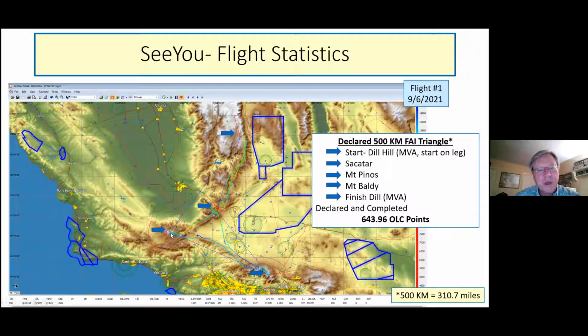The next one is Mount Pinos. Next one down here is Mount Baldy. And then back, of course, to Dill Hill. And that was a declared and completed flight and received 643.96 OLC points. And just for a little jogging of memory, if you're not familiar with kilometers to miles, that's 310.7 miles, the 500-kilometer triangle. This particular one is a little bit longer than just 500 because of waypoints, you can't get them exactly to 500 kilometers.